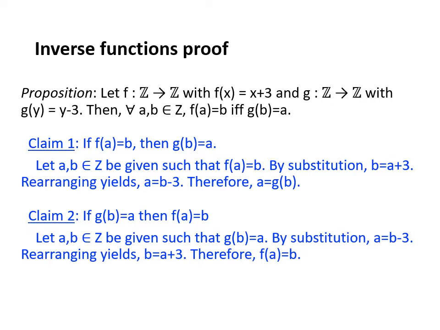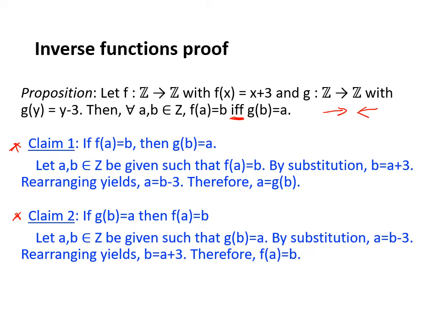So remember from our lectures on proofs what if and only if means. So if and only if indicates implications in both directions. So we have to show one direction and the other direction. And that is happening in these claims 1 and 2. So in claim 1, we are proving that if f of a is equal to b, then g of b is equal to a. So how do we do this?